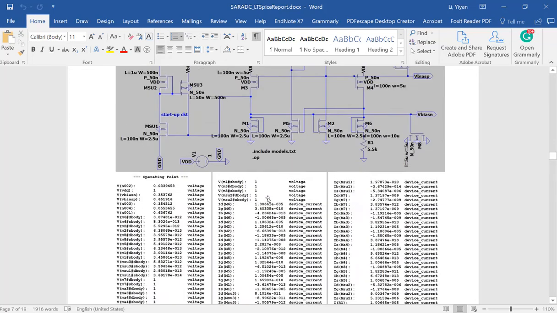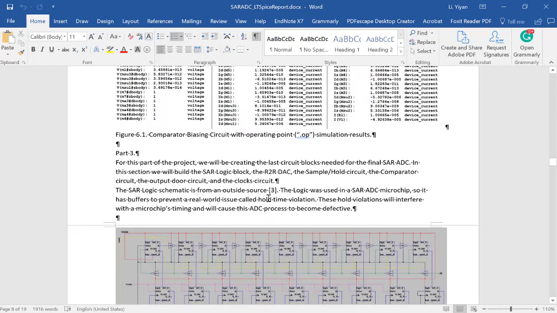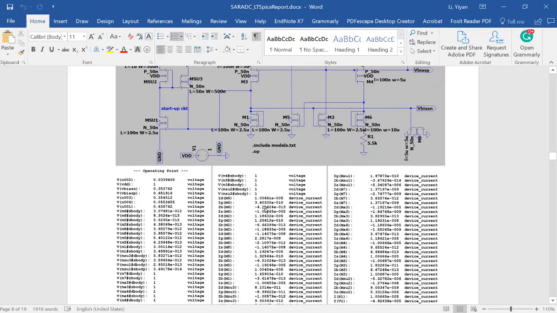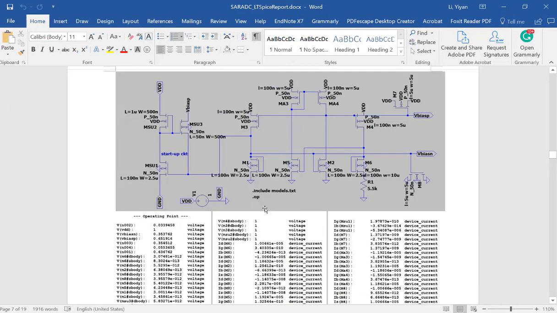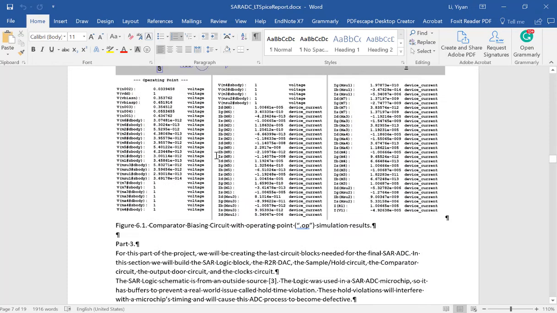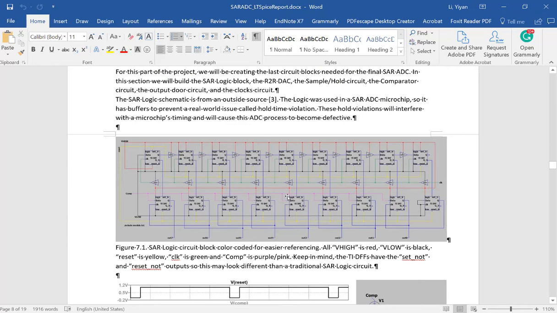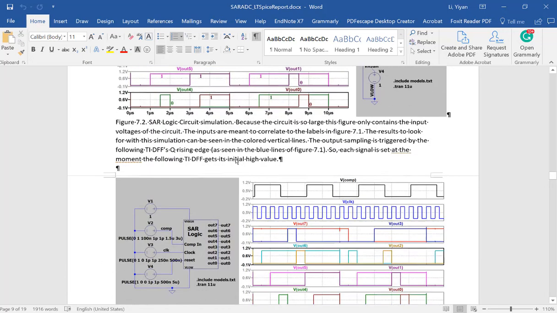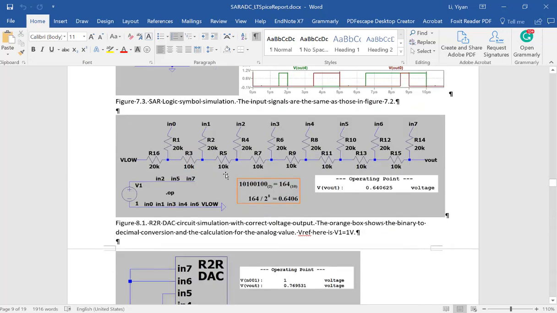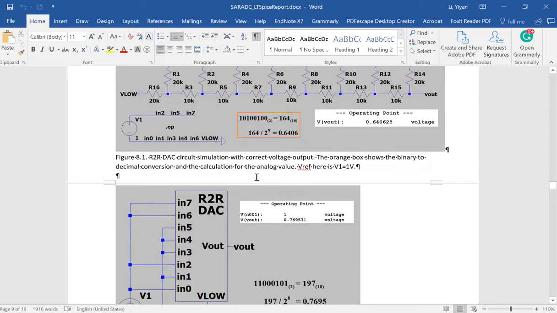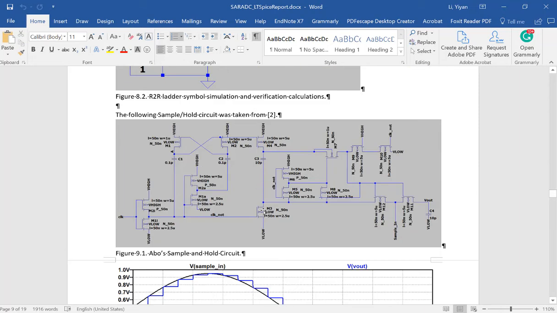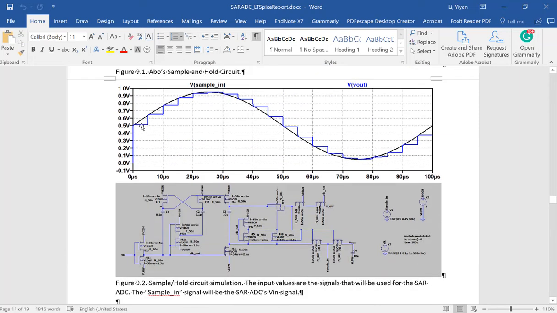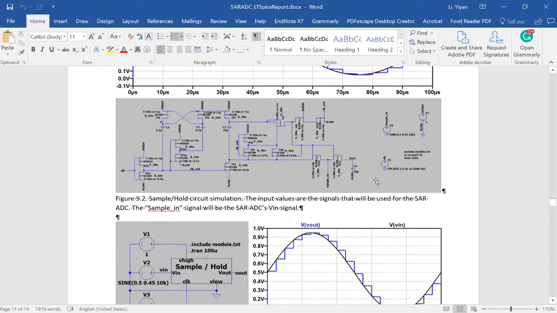Oh, is it? Oh, it's a comparator? No, it's not a comparator. It's a sample and hold. That's a sample and hold circuit. And that's a SAR logic block. You have to verify every single bit from the output. You have to design a timing. That's a DAC. And that's a simulated output.